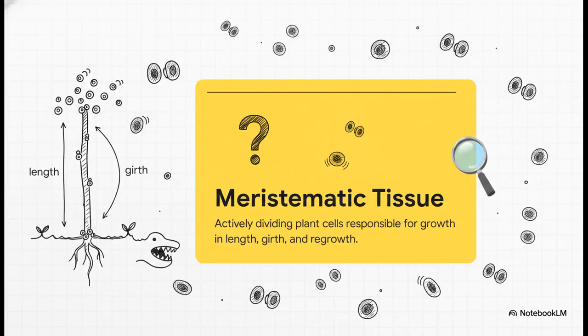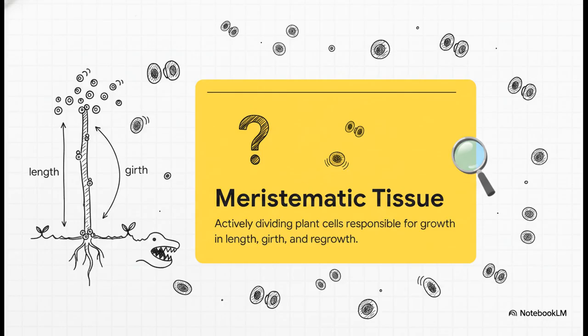So let's lay down a foundational definition here. Meristematic tissue is composed of actively dividing plant cells. They're the ones responsible for a plant increasing in length, getting thicker, in girth, and, this is super cool, even regenerating after a grazing animal takes a big bite out of them. The cells in these tissues are pretty small. They have thin walls and a really dense cytoplasm.